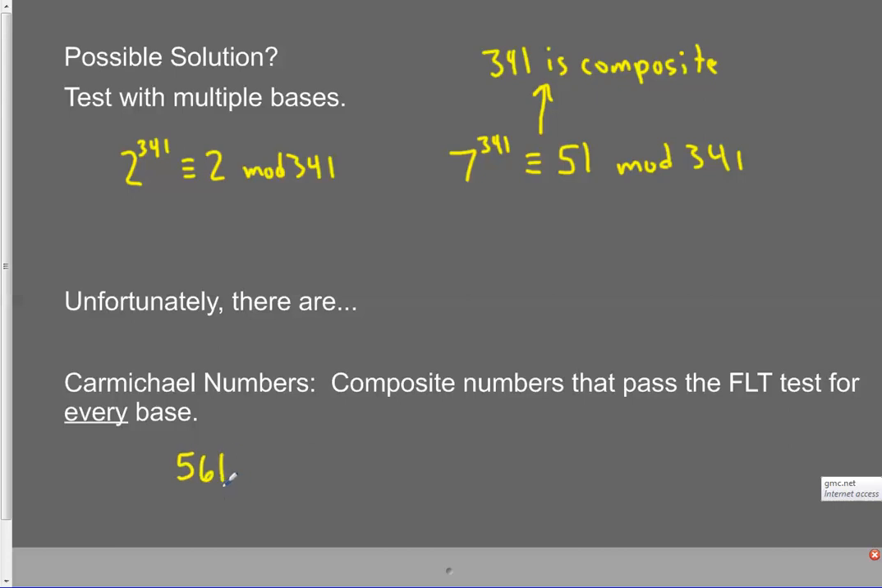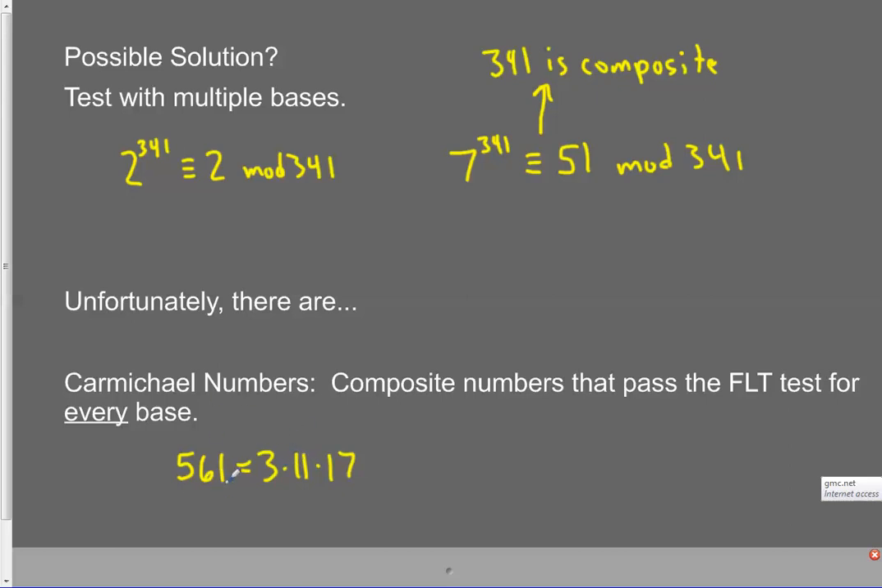561 is an example of a Carmichael number. So 2 to the 561 is 2 mod 561. 3 to the 561 is 3 mod 561. 7 to the 561 is 7 mod 561, or any number you take, any a that you take, it will pass that test and it will act like a prime number. But it's not. It is composite. Of course, this is a small enough number that we can just use trial division, and 3 goes into it. And it turns out 561 is 3 times 11 times 17. It's easy to factor. But it is a Carmichael number. It does pass this test.